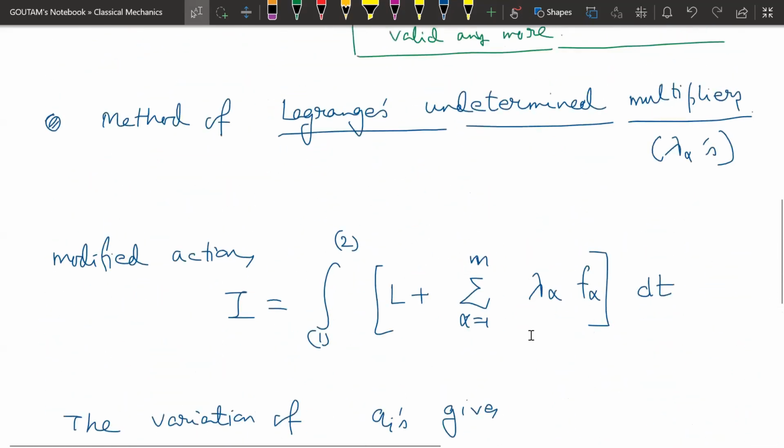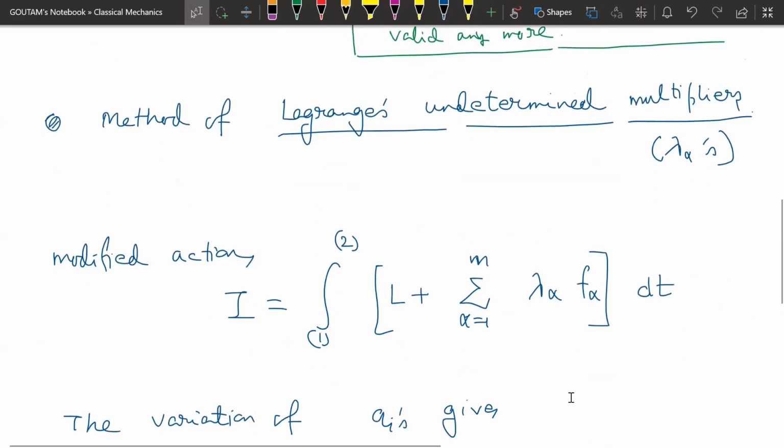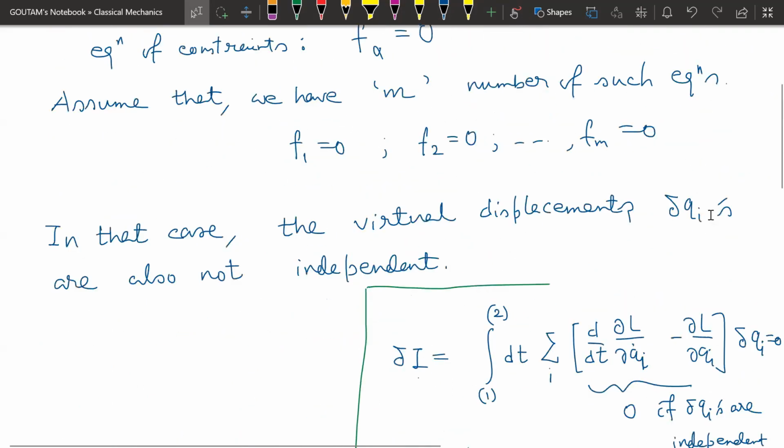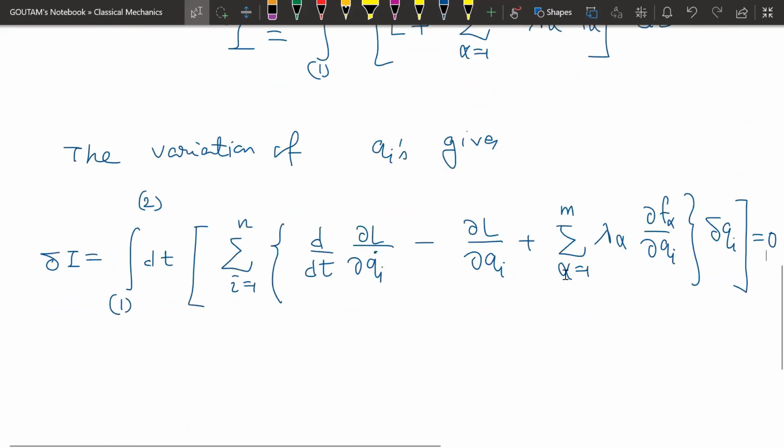So these Lagrange's undetermined multipliers, for each constraint equation, we can independently introduce these lambda alphas. So lambda alphas are independent of each other, like lambda 1, lambda 2, lambda 3. So if we introduce the variation of lambda alpha in this action integral, we will get these constraint equations. And if we introduce the variation of qi's, the coordinates, then we will get this kind of equation. But these delta qi's, the variation of qi, are not all independent anymore.